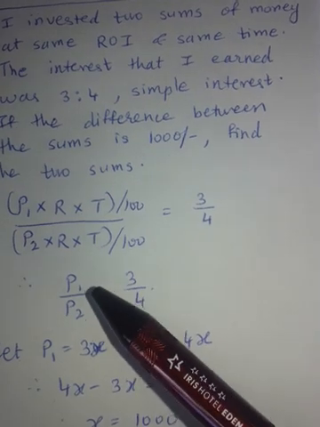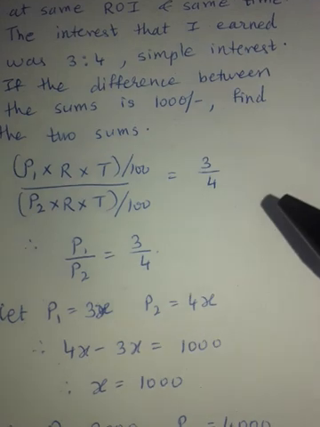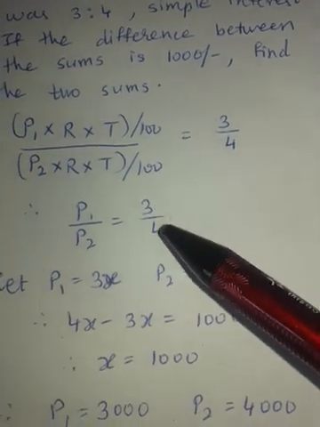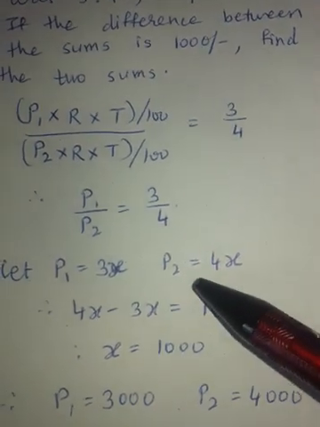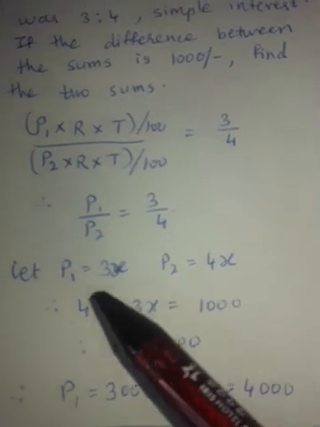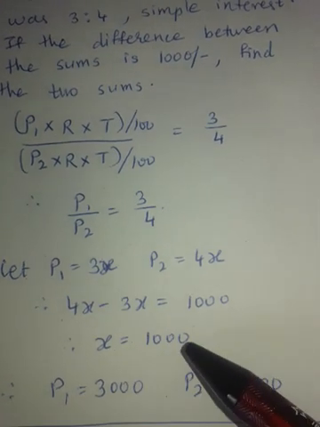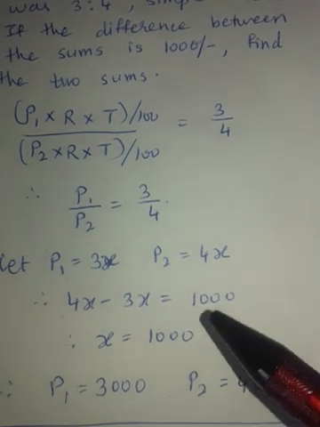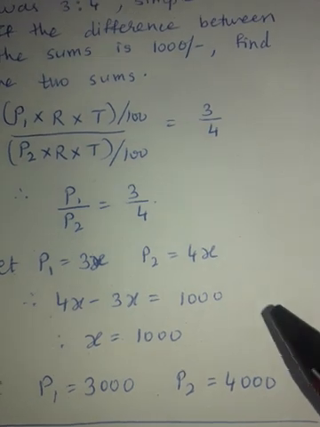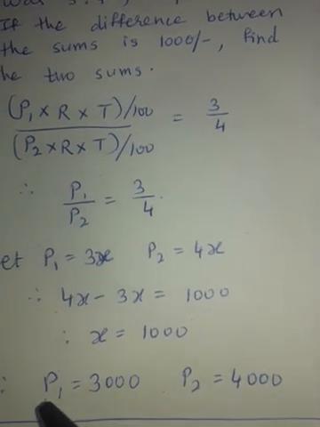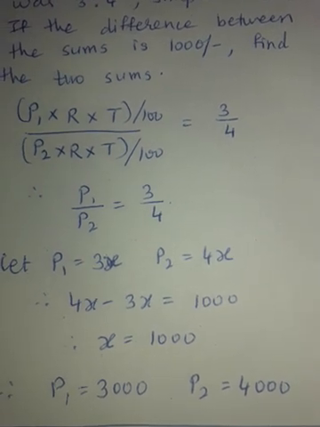They are saying the difference between these two sums is 1000. Now this is again ratio proportion type of questions. One ratio is given to us 3 upon 4. So I am going to assume P1 as 3x, P2 as 4x. So 4x minus 3x is 1000, that is given to me. That means x is equal to 1000. So what will be the principals? X is 1000. So 3x is 3000. 4x is 4000. So two sums, that is two principals, are 3000 and 4000.